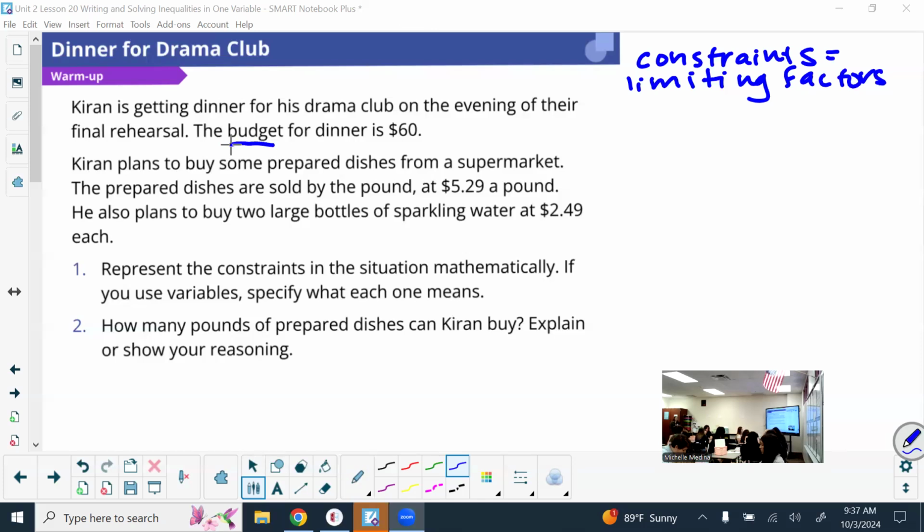Okay, the budget is $60. To represent that mathematically, that could be with numbers, variables, both. It could be just an expression. It could be an equation. It could be an inequality. Table 7, how would you write something about the budget being $60 with that?